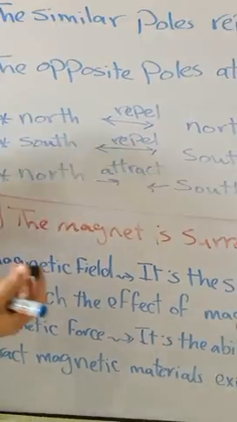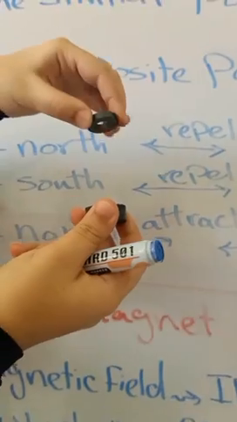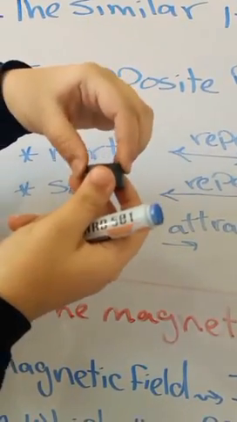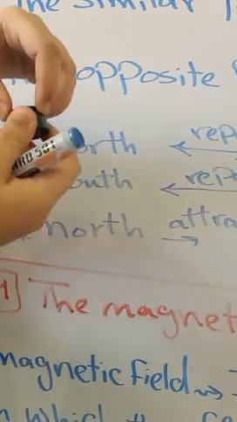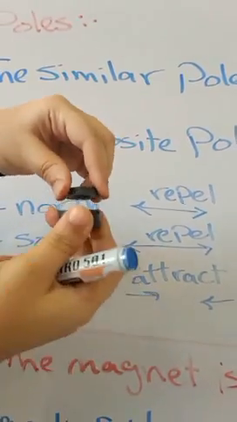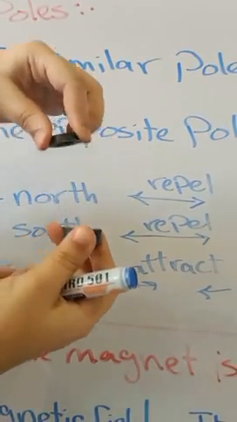So if we bring the two opposite poles near, they will attract. Two opposite poles attract each other, while the similar poles repel each other. They don't attract.